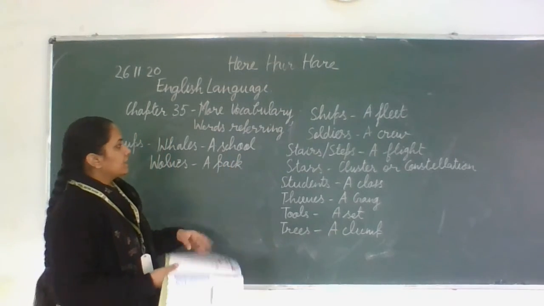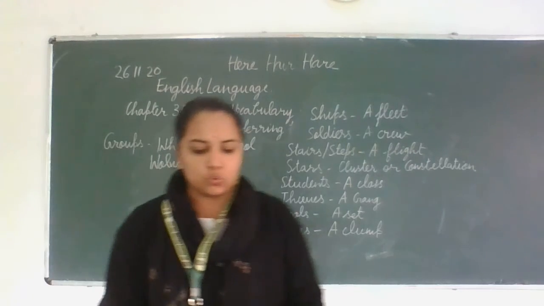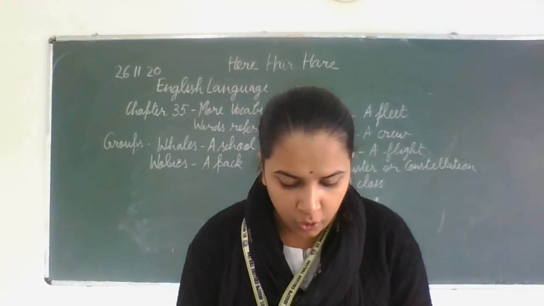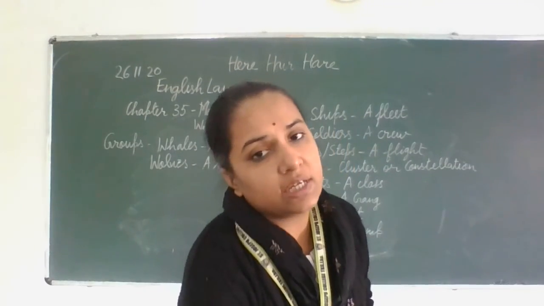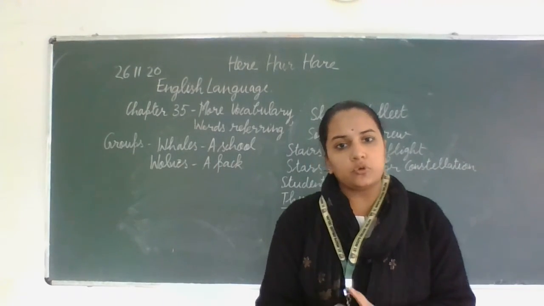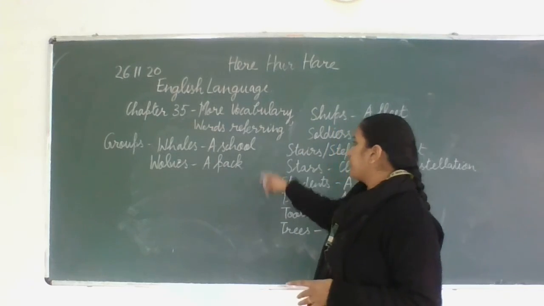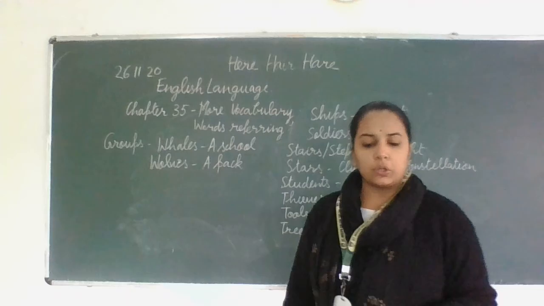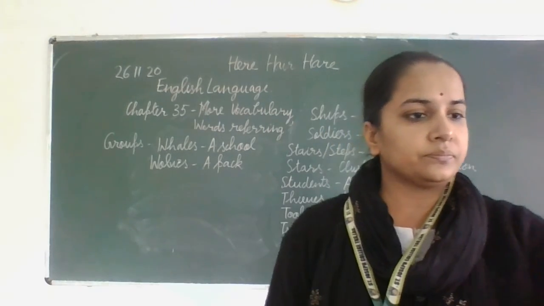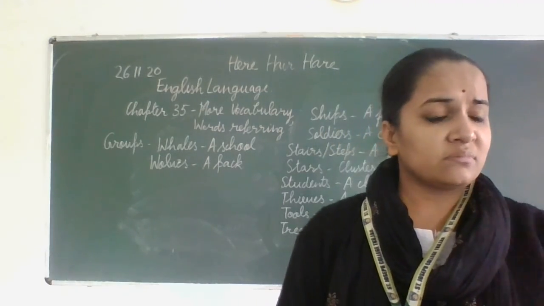So these are some of the words which we use for the particular group or specific kind of people or the animals or the things. We will not always use the term group, but instead of group, we will use these terms to refer to that particular group.